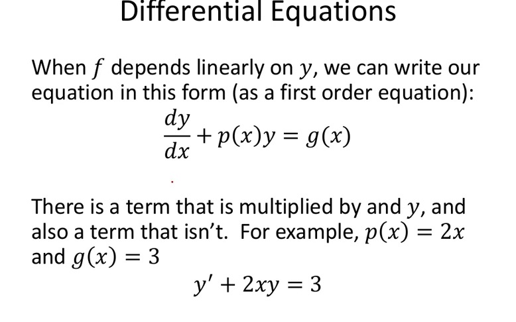And so, for example, what if p of x is equal to 2x and g of x is equal to 3? Then we get this differential equation of y prime plus 2 times x times y is equal to 3. And now the trick is to find out, okay, what is y equal to? Well, it's not as simple as saying y equals 3 minus y prime over 2x. A math professor would laugh at you if you did that. And I would admit it is sort of funny to solve for y, but that's not what we're doing.